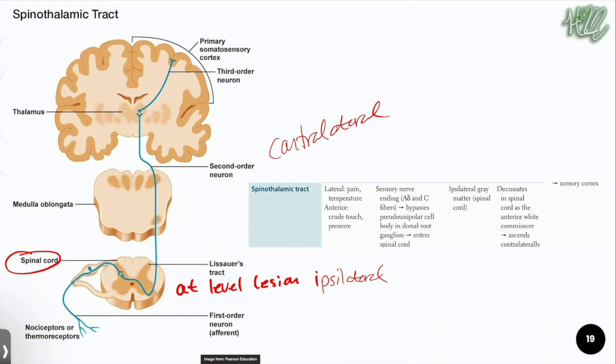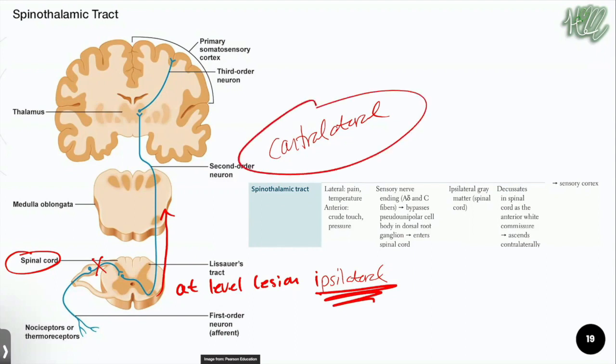So let me explain it like this. If the lesion is right here, that's the only spot that it can be at to be an ipsilateral problem, because after that, everything else is going to cause contralateral symptoms. So only at the level of the lesion will this ever be ipsilateral. Otherwise, it's always going to be contralateral. So it's a weird one because it's a very specific spot where it has to be an ipsilateral lesion. Everything else will be contralateral.